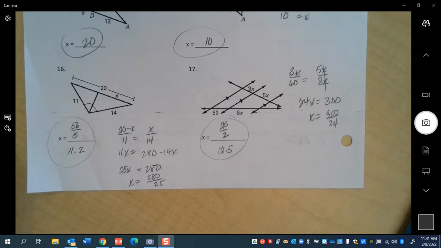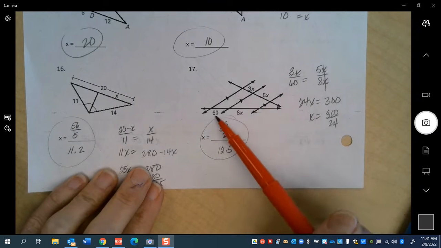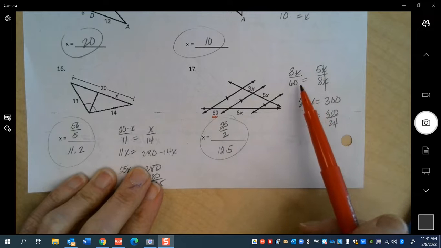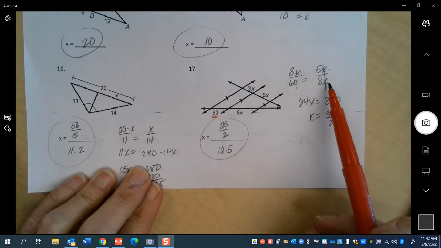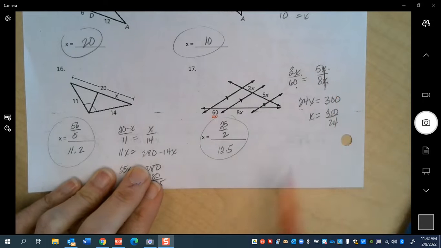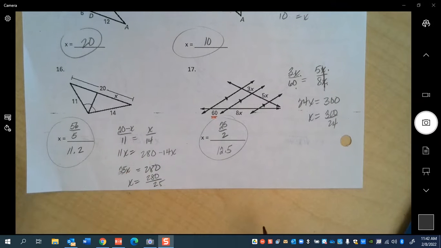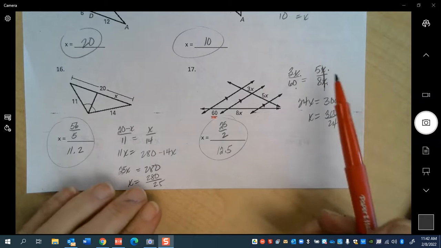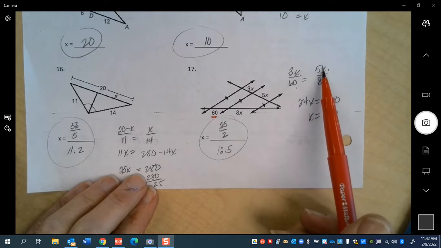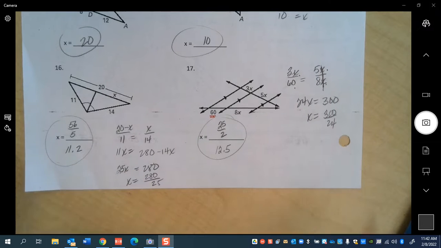All right, go ahead. How did you do 17? So 17, I found my one side, my one measurement that didn't have an X. And I knew that 3X was to 60 as 5X was to 8X. And then I simplified this by dividing out my X's. So then I went ahead and said 3X times 8 is 24X. 5 times 60 is 300. And that's how I got that. Okay, thank you. Sure.